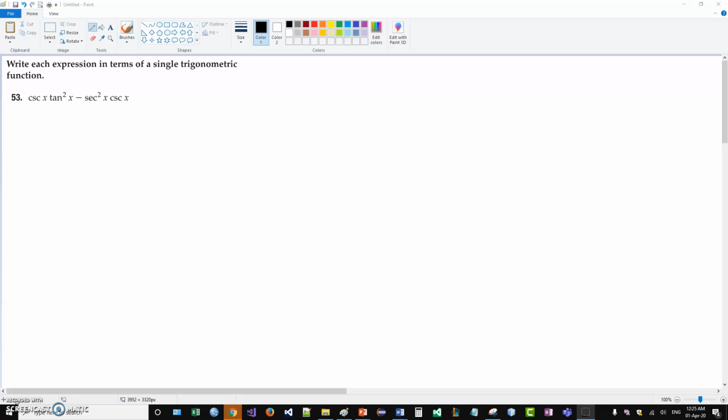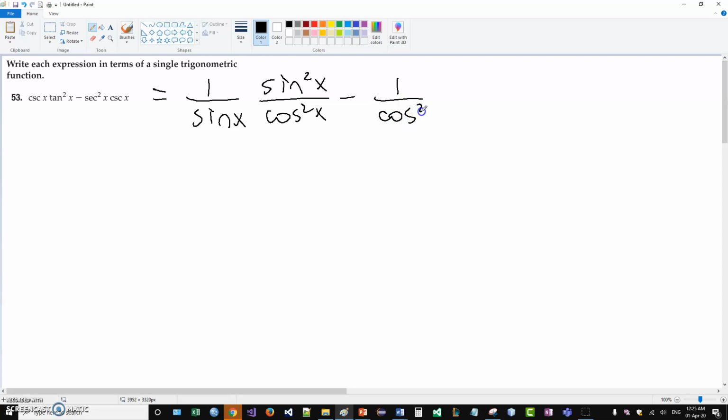Alright, again, write each expression in terms of a single trigonometric function. Let's do the same thing. Write everything in terms of either sine or cosine. So cosecant is 1 over sine x. Tangent square is sine square x over cosine square x. Minus secant square is 1 over cosine square x times cosecant is 1 over sine x.